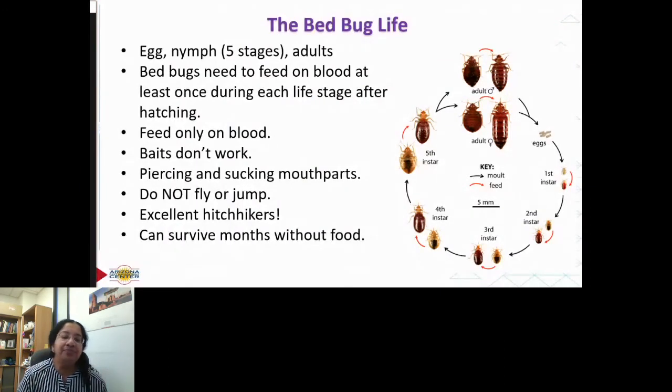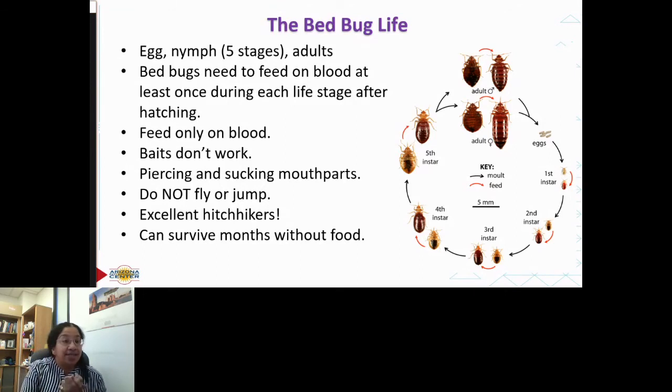Okay. So like I said, they need to feed on blood. They feed only on blood. They will not feed on anything else. Okay. So that means baits will not work. There's no bait that resembles blood, that functions like blood. So baits will not work for bed bugs. That's ruled out. Okay. Baits are great tools, but they won't work for bed bugs.